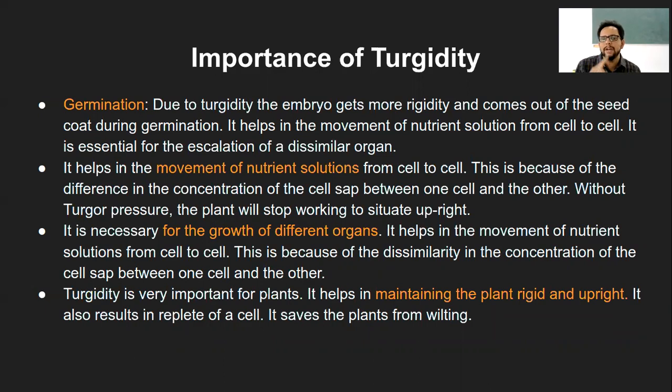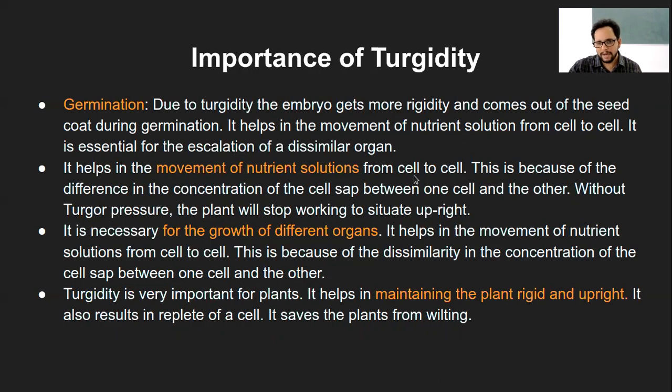Because it is also a turgid cell, it will break open the seed coat during germination. This also helps in the movement of nutrient solution from cell to cell. The whole mechanism remains the same, right? First, osmosis happens, water moves in, the cell becomes turgid, then it goes on to the neighboring cell, so the neighboring cell also becomes turgid, and then it is passed on. Because of this movement of water to the neighboring cell, obviously the nutrient solution also gets transported along with it. It helps in the movement of nutrient solution from cell to cell.